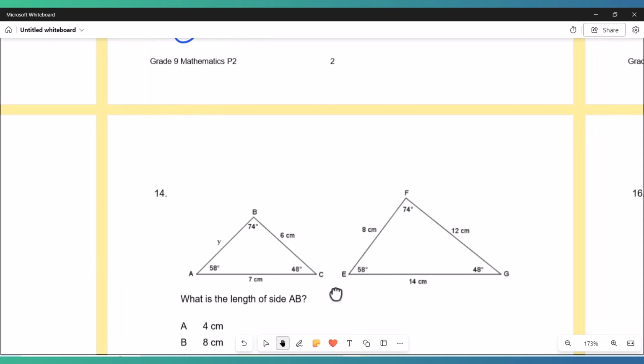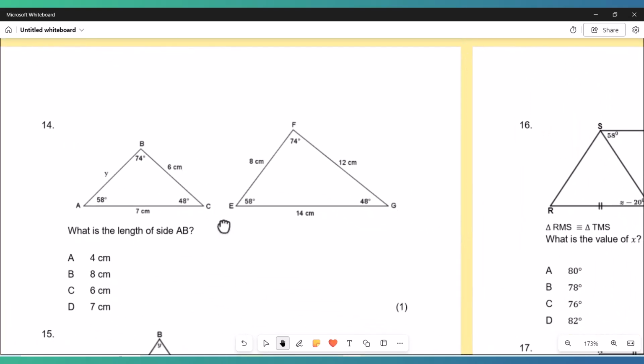Question 14. They say, what's the length of side AB? Now, these triangles ABC and EFG: if this is 7, this is 14. If this is 6, this is 12. You see the 7 and the 14: if I multiply 7 by 2, I get 14. Multiply 6 by 2, I get 12. And the angles are equal, you can see them.